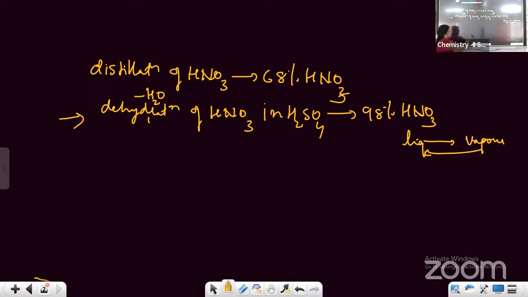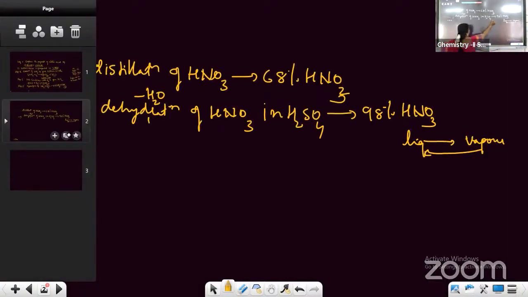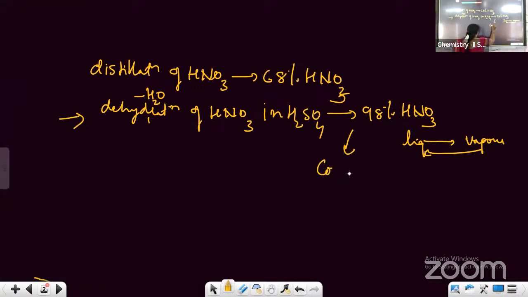So how to get 100%? By cooling this. Okay. So by cooling, you'll get 100% H2SO4 crystals. So these are the three steps in which you can get 100% acid.